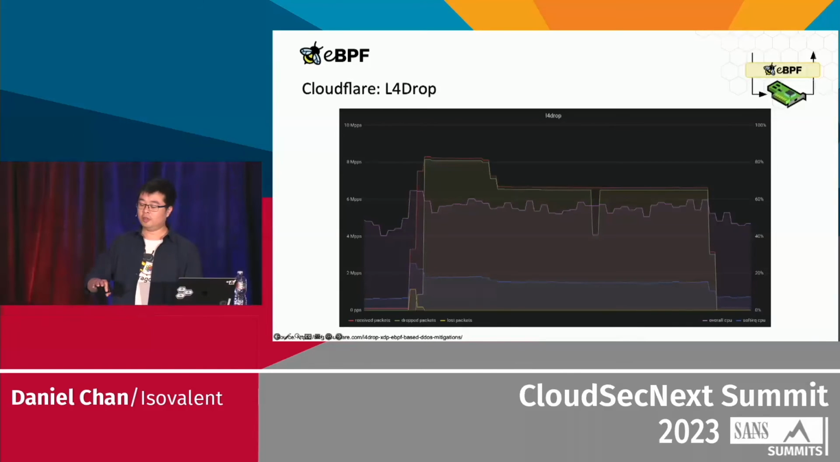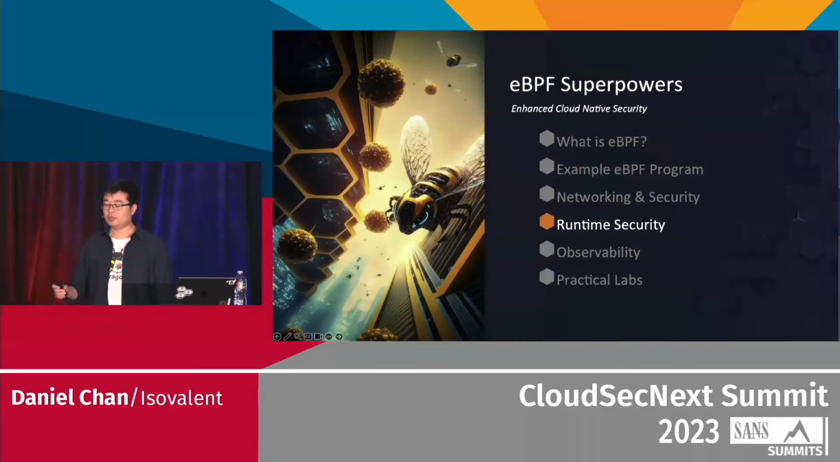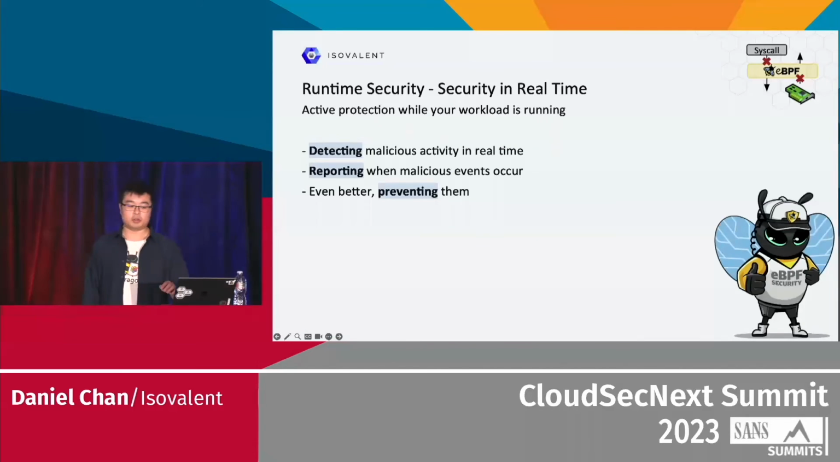And overall, the CPU only jumps up to around 10% during this, and it's relatively stable. And crucially, I think there are not too many packets lost. Yeah, so that's how it can help us within networking and network security. So now let's look at runtime security.